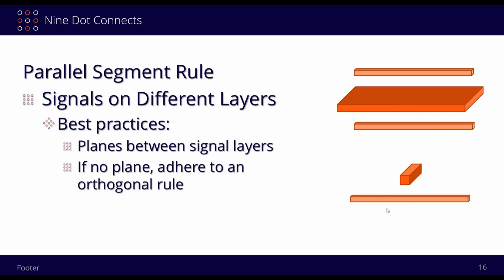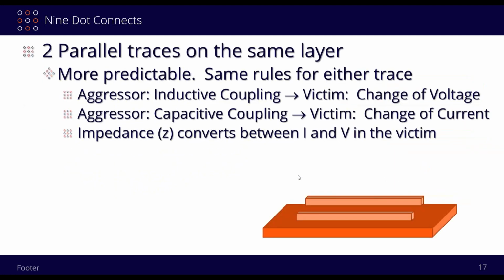But you better make sure that you organize this in such a way that you don't ever get into a situation where you have both of these things running parallel to each other, or you're going to have a lot of problems with it. All right, let me jump on over here to parallel traces on the same layer, which is more common. Far more predictable because now we're dealing with the same dielectric constant. We're dealing with the same references of the plane.